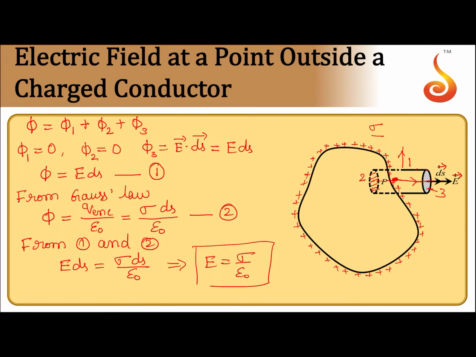This is the expression for electric field. In the vector form, you can write it as E is equal to sigma by epsilon naught into n cap, where n cap is the unit vector in the direction of electric field. So, electric field near the surface of a charged conductor is sigma by epsilon naught, where sigma is the surface charge density of the conductor. This result is true for any shape of the conductor.